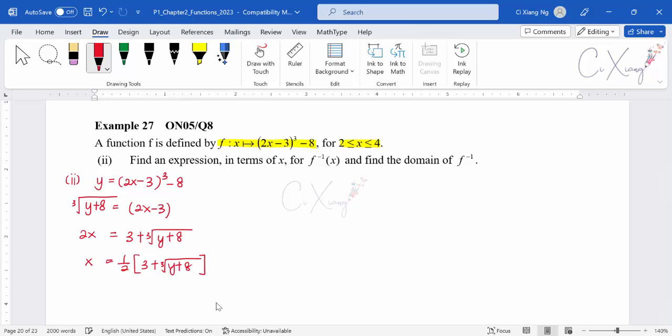Now you can see that in my solution, I changed y equals something x into x equals something y. So this one basically will be my inverse function. Usually when we want to rewrite again, we write in terms of f inverse x. For f inverse x, I want to put everything in variable x, so I will change the y to x here also. So this is how we find the inverse function.